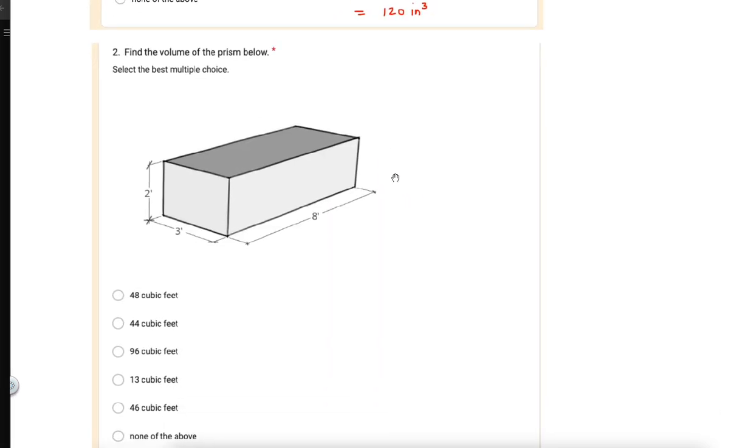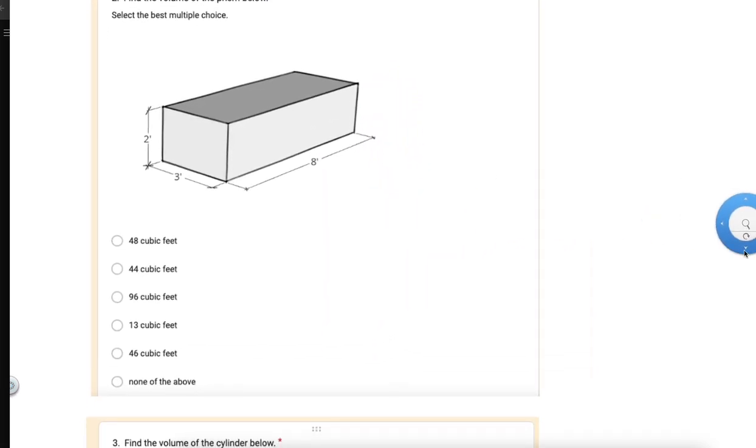Find the volume of the prism below. Same thing. Volume equals length times width times height. Let's call 8 feet the length, 3 feet the width, and the height is 2. So this would be 8 times 3 times 2, and 6 times 4, this would be 48 cubic feet, which is the first selection right here.